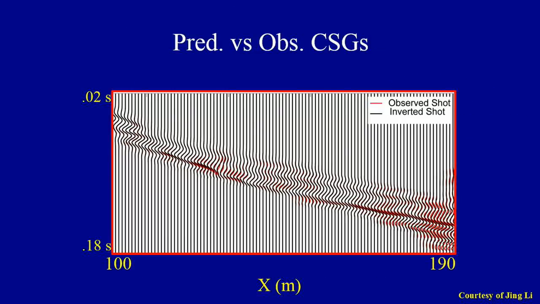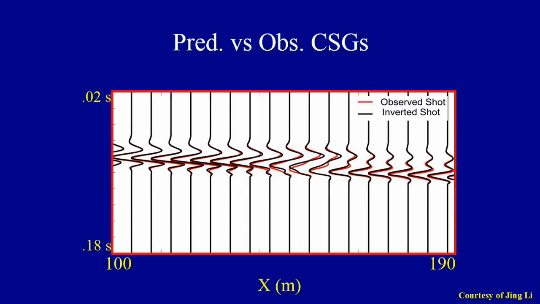So this is the observed shot gather in red, and the inverted one is in black. You can see they pretty much coincide almost everywhere. We'll do a zoom view of this, and you can see that they agree pretty well with one another.